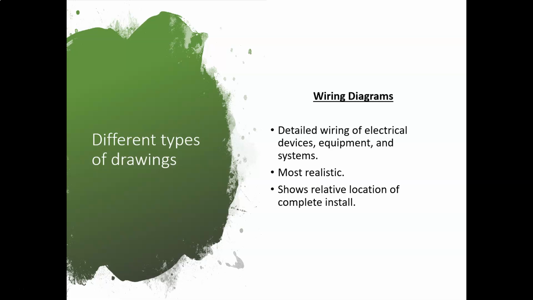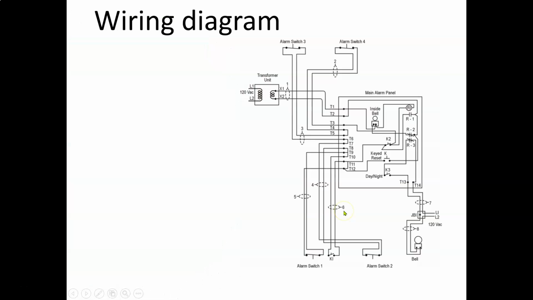So see on your bench, when you're hooking up a motor or a contactor or a motor starter, right, you're going to have the relative location. Okay, top left corner is going to be my motor, top right corner is going to be my motor starter, top left corner or right corner, whatever, is going to be your transformer, etc. So it's the most realistic layout of where your actual equipment is going to be. Okay, it says shows relative location of the complete install.